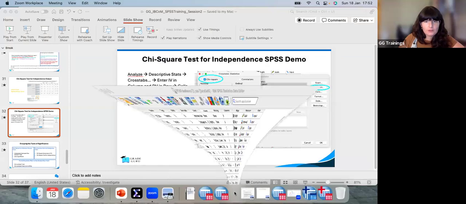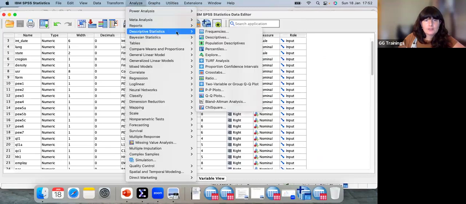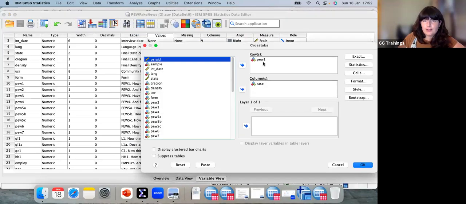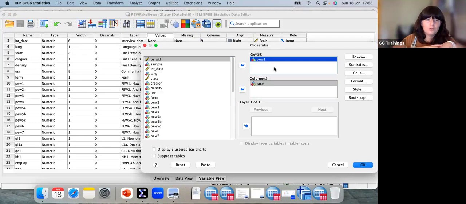Okay, let's look at the public news data. All right, so go analyze, descriptive statistics, and here you would find crosstabs. I've already put the variables in. I just chose these at random. So this is race. Obviously that's categorical, that's nominal, basically all the different racial backgrounds. And then for your rows, that would be your dependent variable always. And this variable has to do with how often you come across a news story about fake news. I just selected them at random. But independent in column, dependent in row.